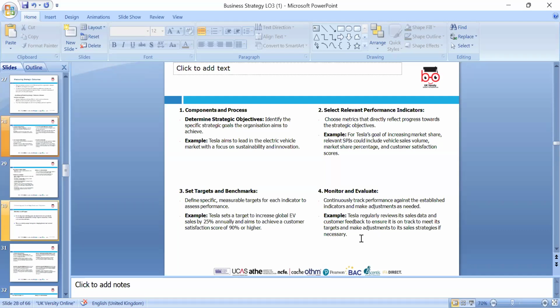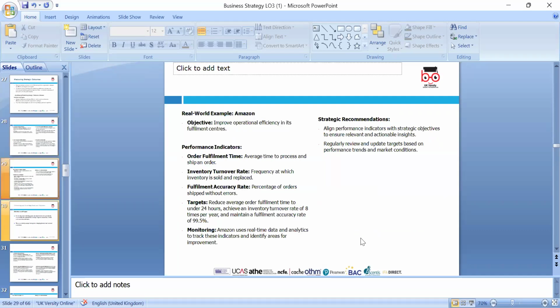Select the relevant performance indicators. Choose the metrics. Tesla's goal is to increase market share. Continuously track the performance against the established indicators, and Tesla does regular reviews. So that's the real-world example of Tesla. Improve operational efficiencies: fulfillment performance indicators include order fulfillment time, inventory turnover, and fulfillment accuracy rate. Amazon and others are monitoring those, because they are quite crucial to measure the performance of the company.